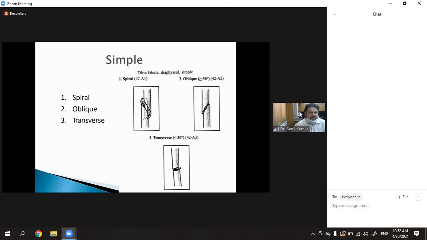You can see that the 4 is for the tibia fibula, 2 is the diaphysis. Here in the spiral fracture, A is the simple fracture. In simple fracture, if it is spiral, it will be 1. If it is the oblique fracture, then it is the 2. If it is the transverse fracture, then it will be the 3. Here it is mentioned the oblique fracture is more than 30-degree angulation, and in the transverse fracture, it is less than 30-degree. So in the A subgroup, 3 is the transverse, 2 is the oblique, and 1 is the spiral.